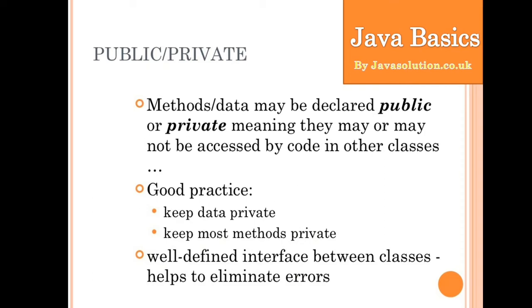Right. So coming back to the modifiers, public and private: methods or data may be declared public or private, meaning they may or may not be accessed by code in other classes. So if your member variables or methods are public, it means they can be accessed by an object from outside the class. So the good practice is to keep the data private, right? Don't give access to data or variables directly. They should be reachable through the methods. And try to keep most of your methods private inside your class and only give one interface, one method, to call those private methods. A well-defined interface between classes helps to eliminate errors and security breaches as well.